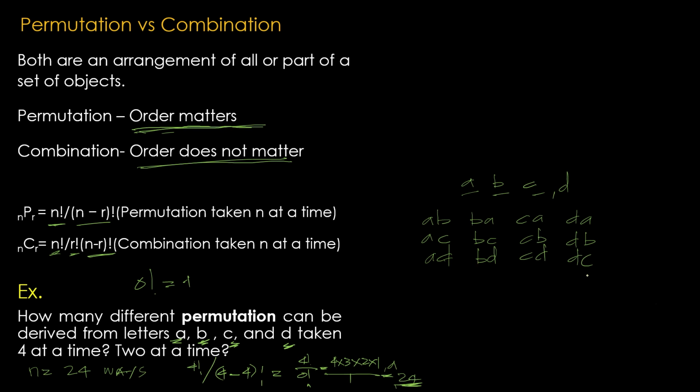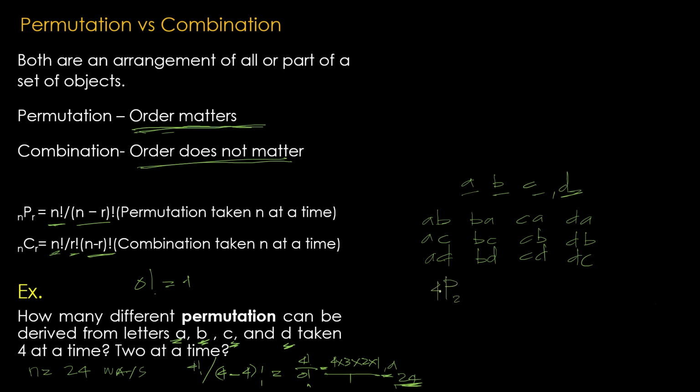This is the number of permutations that can be made from 4 letters taken 2 at a time. Meaning, two at a time. So, this is the permutation, which is equal to 4.